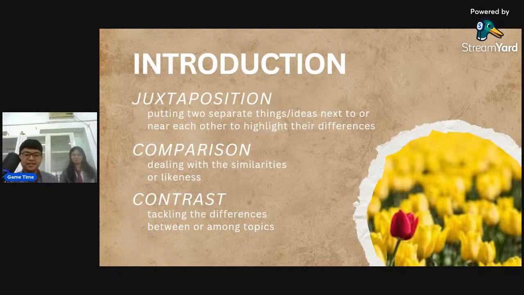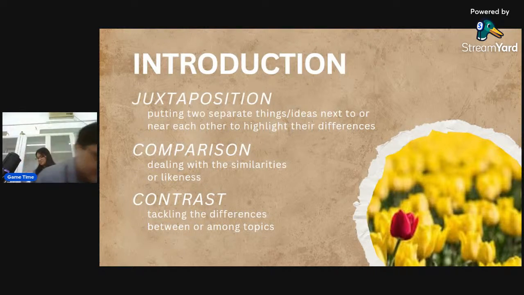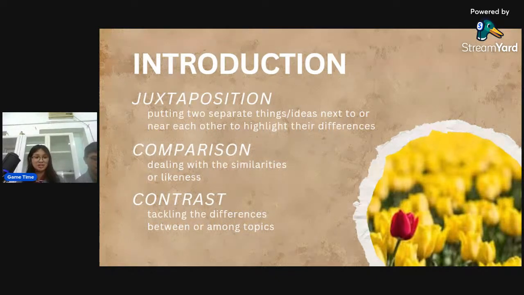But before that, let's explain what comparison and contrast is, just in a simple version, because the previous group already explained it kanina. Okay, a recap from their lesson. So comparison deals with similarities or likeness. So let's say the flowers in the picture, the red flower and the yellow ones, they're the same because they're both plants and flowers.